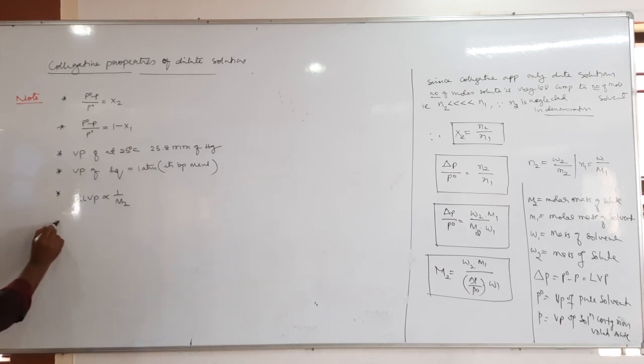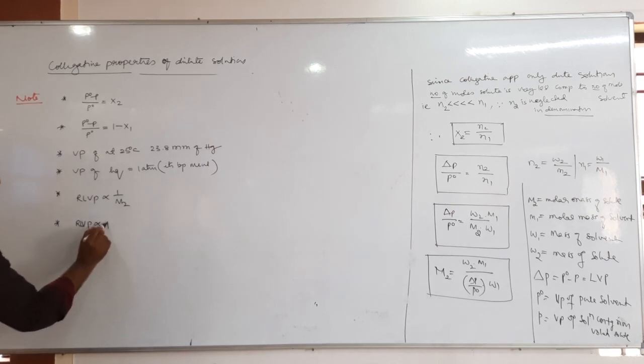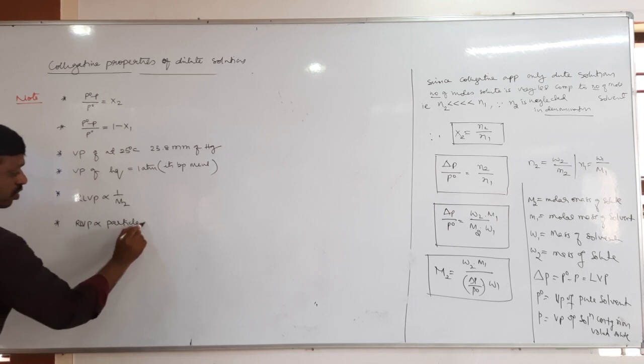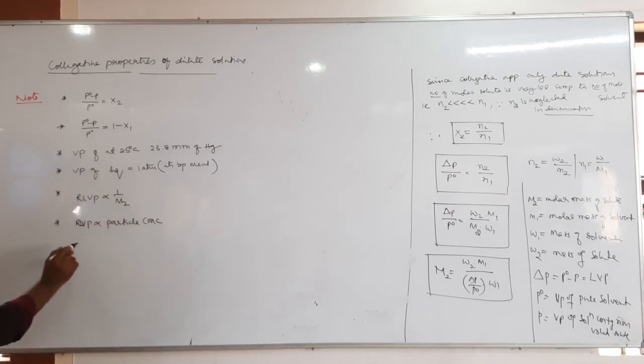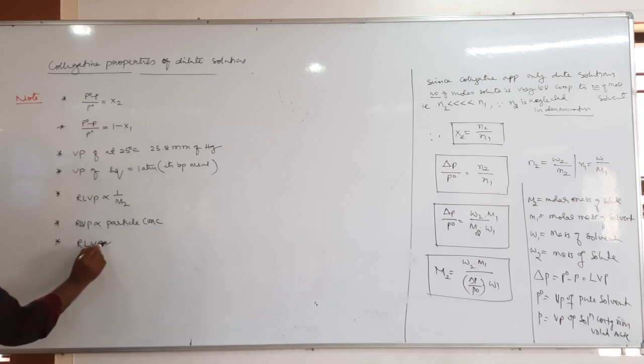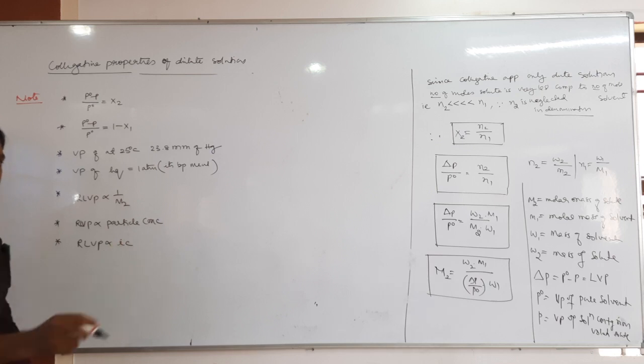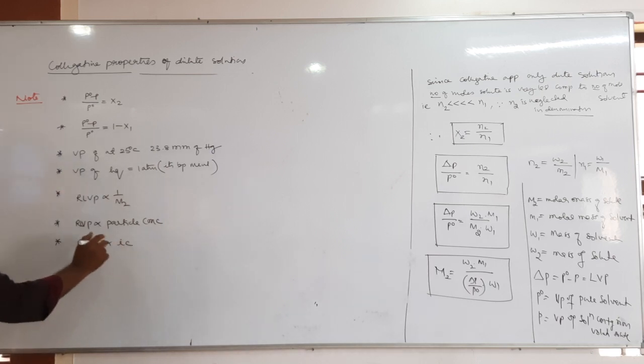Next, then RLVP is directly proportional to particle concentration. Yes or no? Then RLVP is directly proportional to i into C, where i is called Van't Hoff factor. We will study it at the end of the topic. But remember, i into C is nothing but the particle concentration only. C is equal to molar concentration, i is equal to Van't Hoff factor.